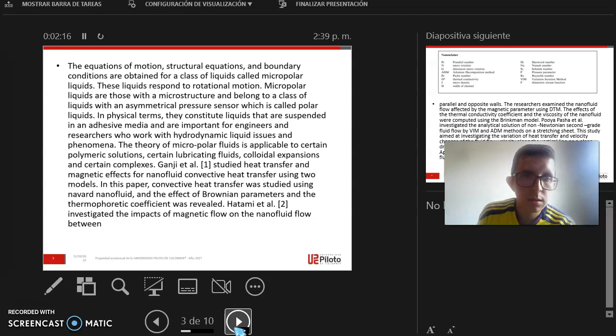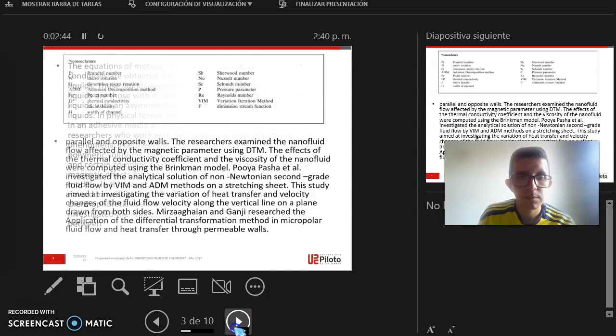In physical terms, they constitute fluids that are suspended in a viscous medium and are important for engineers and branches who work with aerodynamic fluid sources and phenomena. Continuation, please.